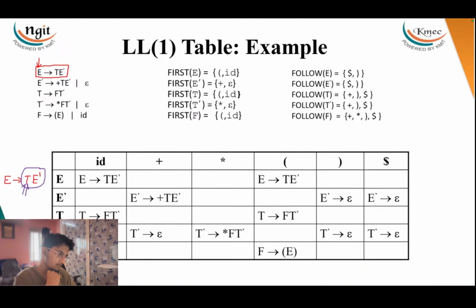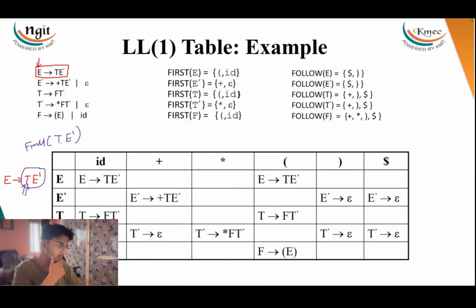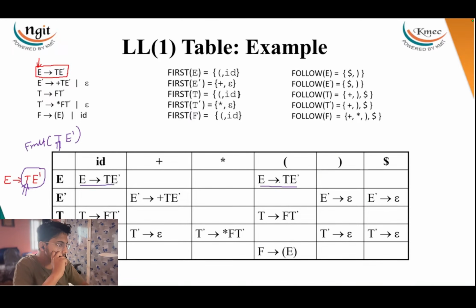So where we have to keep it? First of T E dash, right? So first of T E dash is nothing but first of T. What is the first of T? Open parenthesis and id. So you have to keep this production in id and open parenthesis. That's how we have done. Same way you can go for E dash tends to plus T E dash, E dash tends to epsilon. Divide those productions.